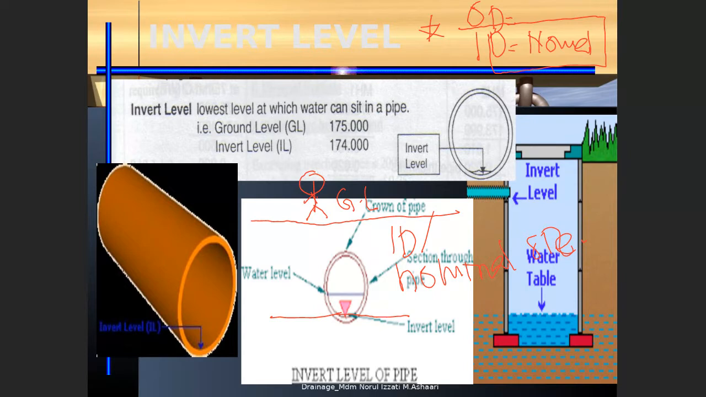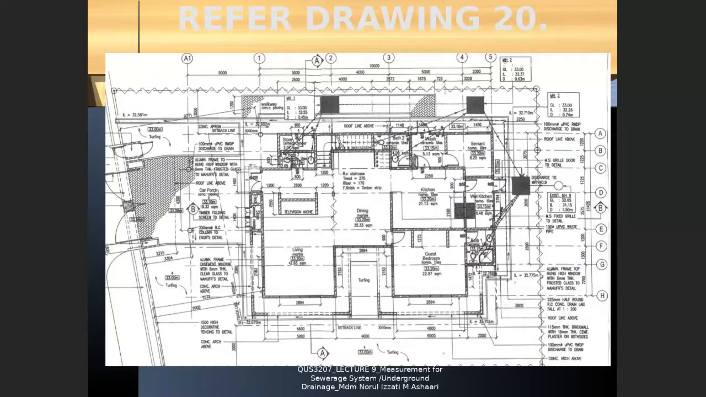Now we look at what you have in your own drawing. Refer to drawing number 20. You can zoom in. Okay, for the purpose of this discussion, let's say I would like to discuss maybe from this point to this point. Okay, in your own studio, you have to measure from manhole 1 until manhole 3. But for the purpose of the discussion today, or in the lecture, I would like you to take note of the discussion from manhole number 3 to manhole number 4 as the example.